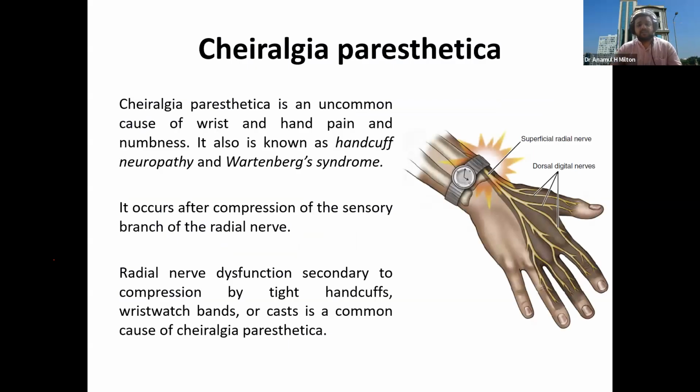Now, cheiralgia paresthetica. Meralgia paresthetica is another condition, in the thigh, but this one at the wrist is called cheiralgia paresthetica. It is not so common, but sometimes you may find it in your OPD also. It is compression of the superficial branch of the radial nerve.